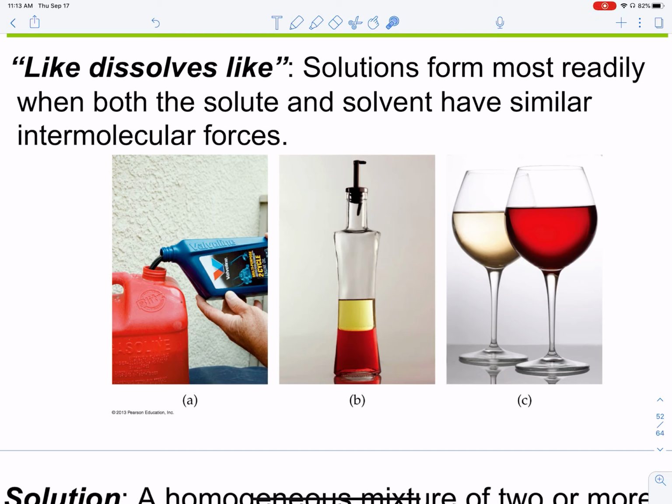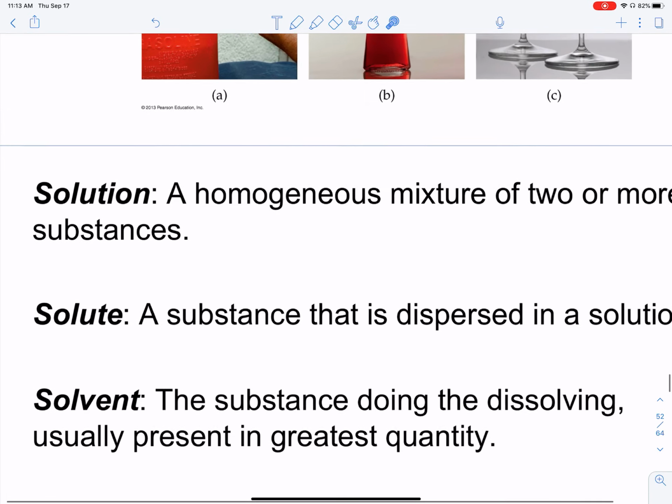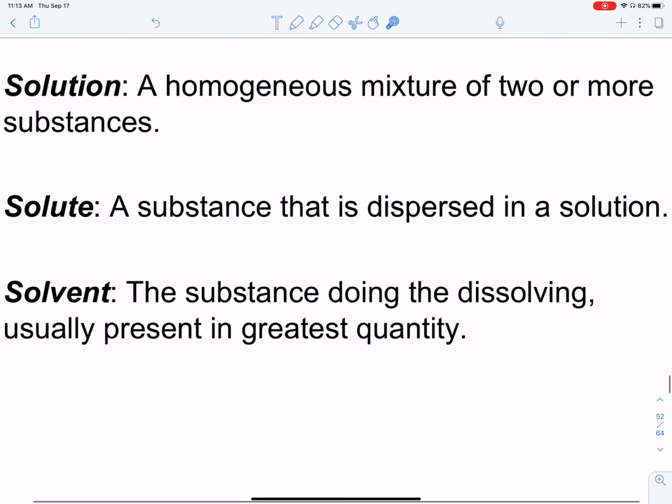Now that we can recognize intermolecular forces, we can look to see if things will actually mix together. And what we know is that solutions will typically form when the solute and the solvent have similar intermolecular forces. And this similarity, we typically talk about the fact that like dissolves like, meaning that if the solute has similar intermolecular forces to the solvent, it will probably dissolve.